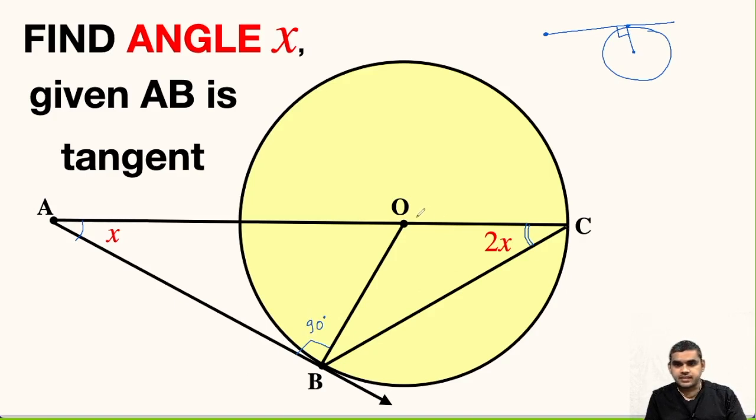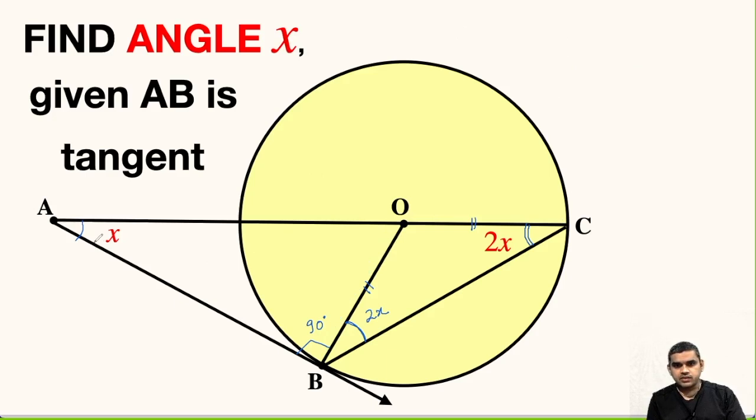Also, if we see, OC is the radius of the circle, OB is also the radius of the circle, and hence this length is equal to this length. This in turn will give us angle OBC also equal to 2x degrees. This is the property.